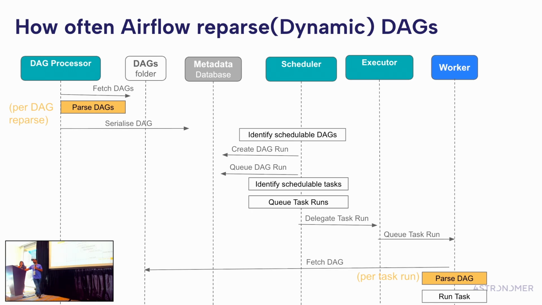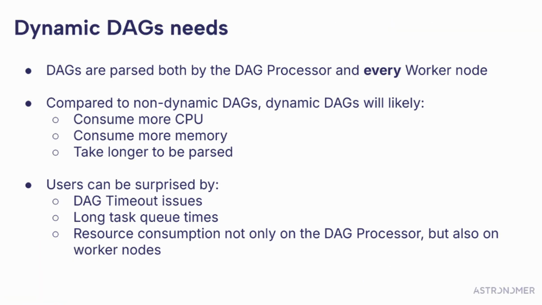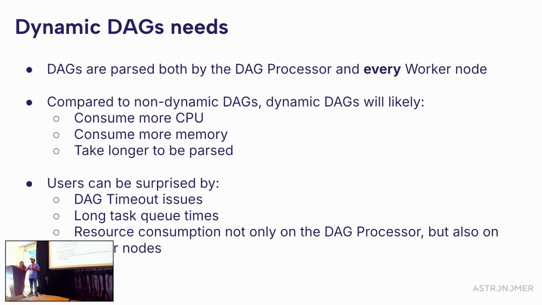Now, in the case of dynamic DAGs, it can be more serious, right? What do I mean by that? There could be some consequences. There could be more consumption of CPU, more consumption of memory, and there could be longer parsing time for dynamic DAGs. And this can very well correlate to different timeout issues, longer queue times, and also resource consumption, right? So what I mean to say is, with dynamic DAGs, it matters most to do performance evaluation.